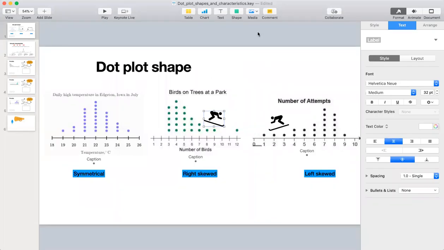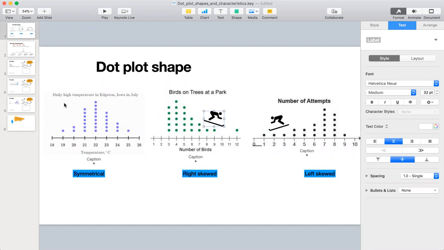Hello. Today we're going to talk about dot plot shape as well as dot plot characteristics. Let's talk about the shape. For the first slide, you will see I am putting in three different kinds of shape for the dot plot.